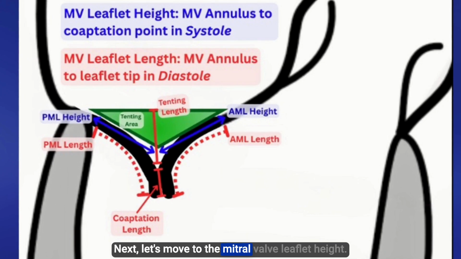Next, let's move to the mitral valve leaflet height. You'll see this with the blue arrows here, the posterior mitral leaflet height and the anterior mitral leaflet height. And this height is always going to be shorter than the length. The height is defined as the spot from the mitral valve annulus to the coaptation point in systole. And it's measured in systole because systole is when the leaflets will coapt.